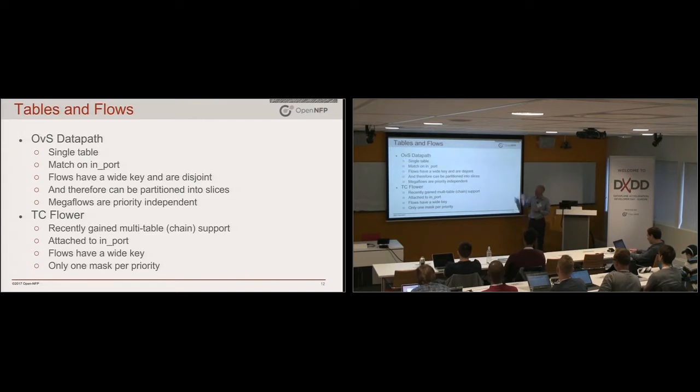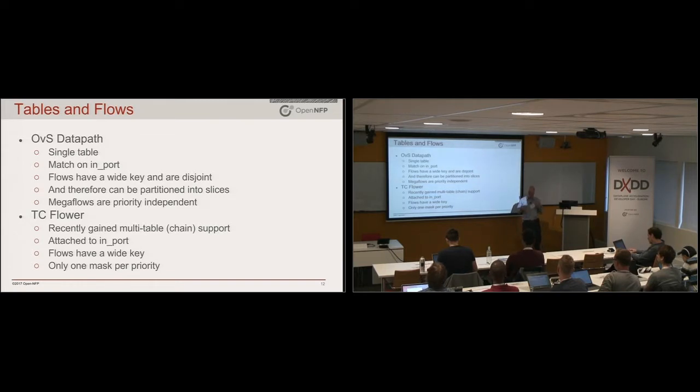Okay, so we compare this to TC Flower, which is somewhat differently architected, but can sort of match up here. It was single table only until a few weeks ago. It now has multi-table, but clearly if you have multi-table, you can do one table. When you create a classifier, you actually attach it to the input port. So this is similar to matching on the input port. Again, the flows have a wide key, so this part's similar, although the keys aren't exactly the same, but they're sort of converging as well.